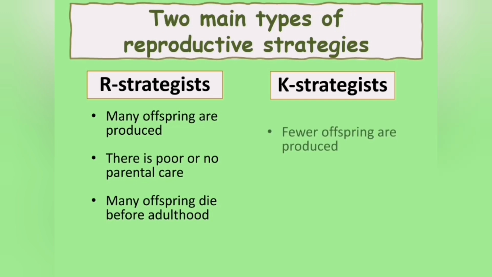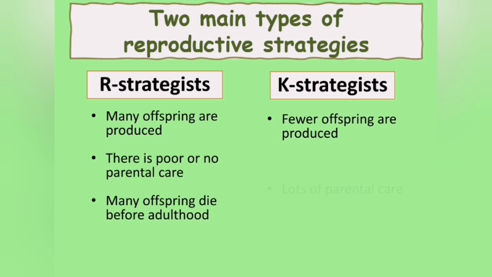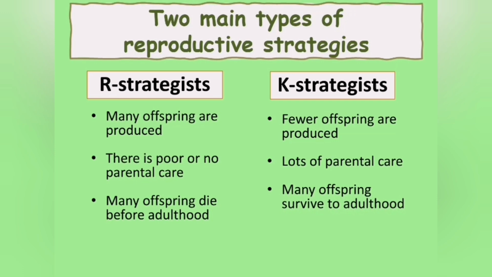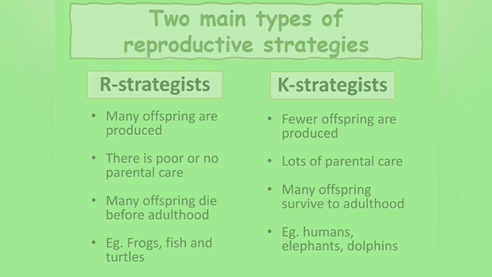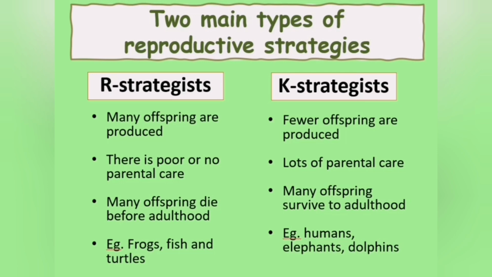The K strategists, on the other hand, they produce fewer offspring. They lay less eggs, they have less babies. And on top of that, they're also better parents. They put a lot of effort into parental care, which means many offspring survive to adulthood. Now, animals like frogs, fish, and turtles, they are R strategists. While most mammals, thinking of humans, dolphins, and apes, they are all K strategists, animals that actually take care of their young really well.